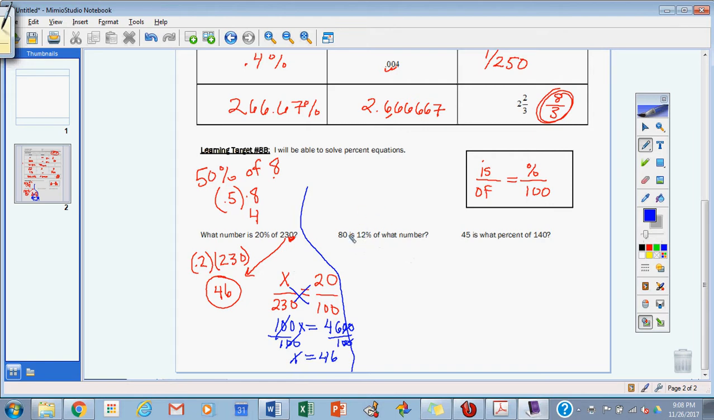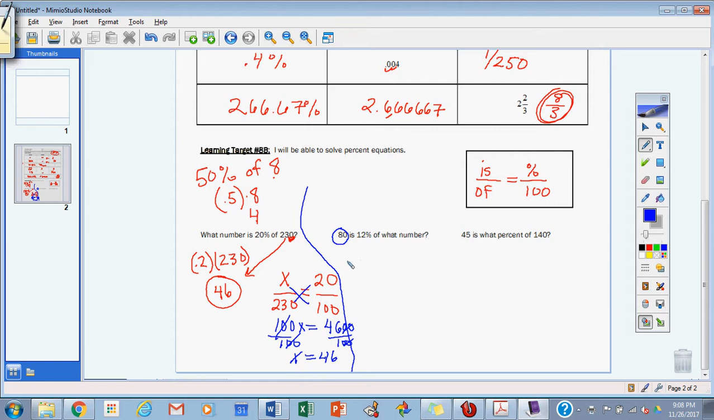So now you got to understand that we're not finding 12% of 80. I mean, really read through this: 80 is 12% of what number? So we're talking about the number 80 being 12% of some number. Well, that some number has to be a much larger number than 80.